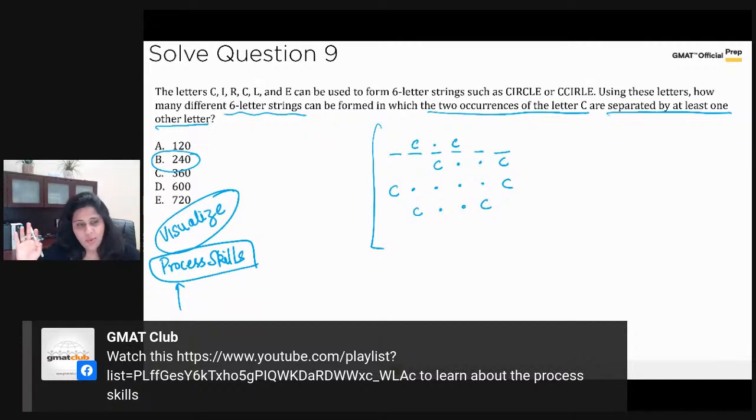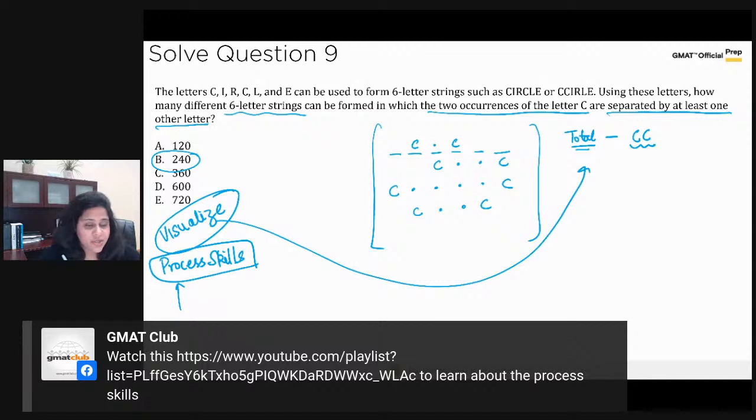Okay, what do we not want? Over here, we don't want C and C to be together. What if I calculate the total number of words possible, and subtract from it all the words in which C and C are always together? So I can do it that way as well. And this is where the visualization comes into picture. You need to first visualize what is the scenario that the question statement is presenting to you, and then from that scenario you infer the objective equation.